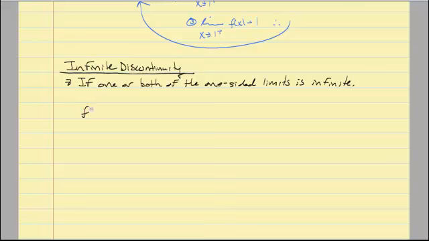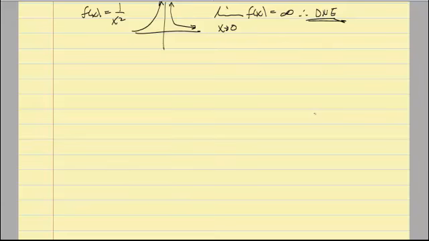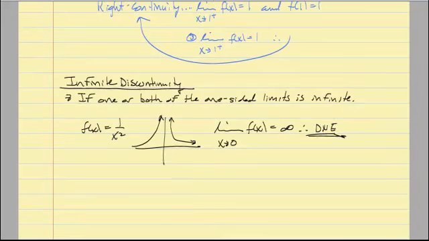Let's go ahead and look at f of x equals 1 over x squared. Here's the graph of f of x equals 1 over x squared. If we were interested in this as a limit as x approaches 0, we can see that they would agree at infinity. The limit from the right is infinity, the limit from the left is infinity, therefore their overall limit is equal to infinity. Therefore the limit does not exist, because an infinite limit is not a limit at all. So this is an example of an infinite discontinuity at 0.